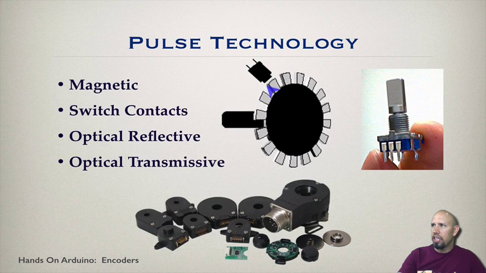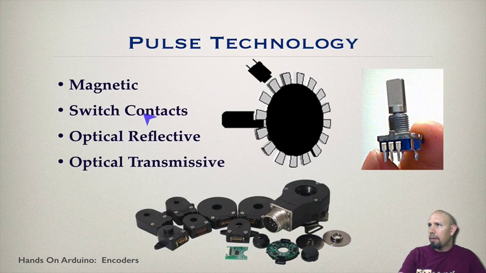When this thing is rotated so that it's in between fingers, you're going to get a different output than when they're lined up. That's what the magnetic type does, and this particular encoder actually uses a magnetic one. You can't tell because it's all embedded inside, but it uses a magnetic pickup.